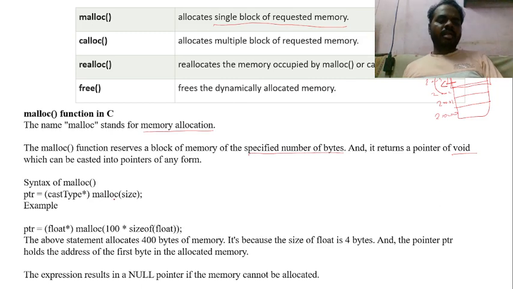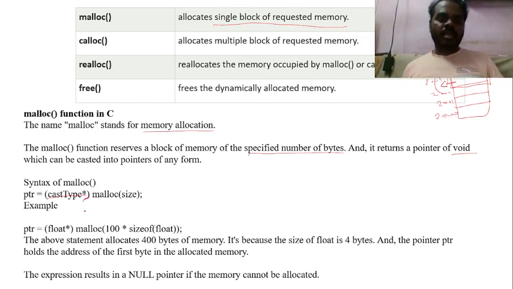The syntax for the malloc function uses a pointer variable and a cast type. Cast plays a major role in the malloc concept. Whether you are declaring integer, float, character or double, whatever type you want to declare, you should mention this casting type, and here the casting type should be an integer casting.